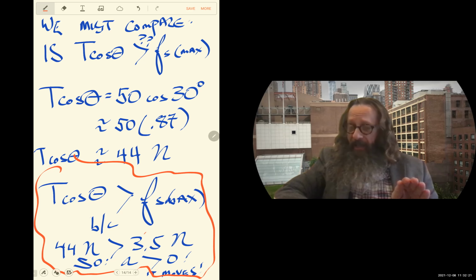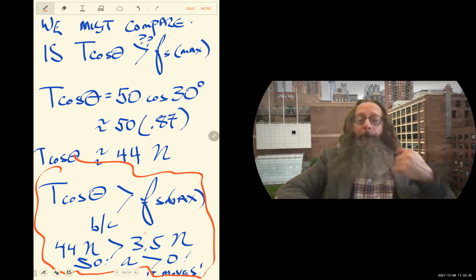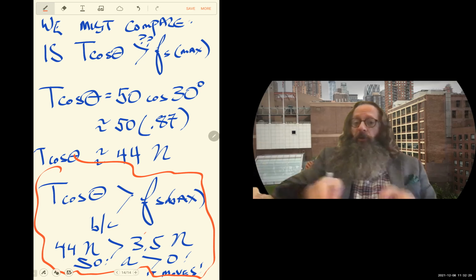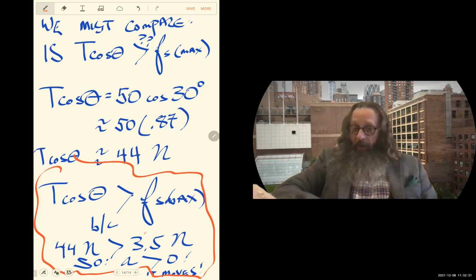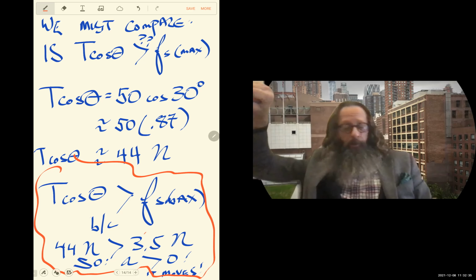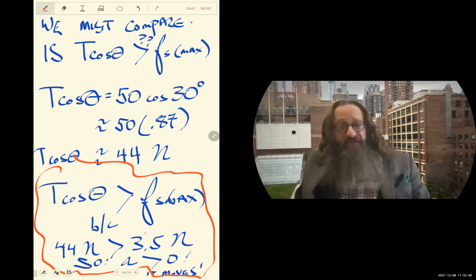If I had exerted anything less than that, static friction would exactly match it and the thing would hold still. But I pulled forward a lot more than 3.5 newtons with the rope. Please notice again, what we're really saying is you pulled up at an angle, by exerting a tension of 50 newtons.